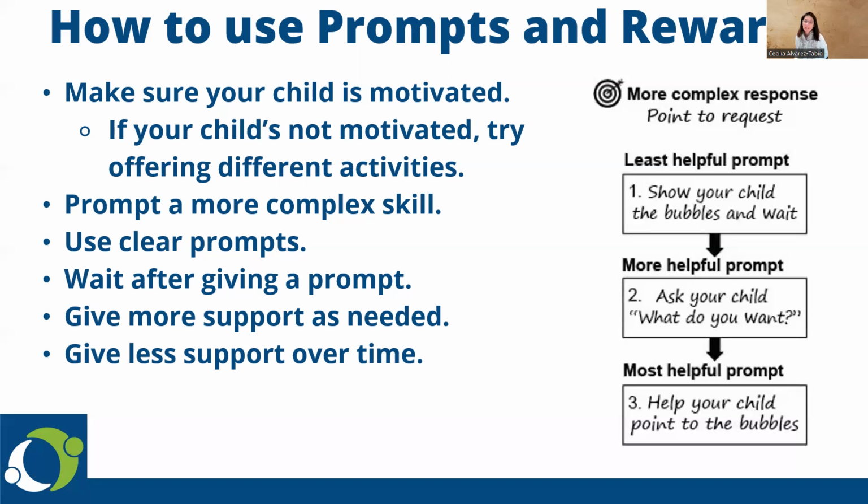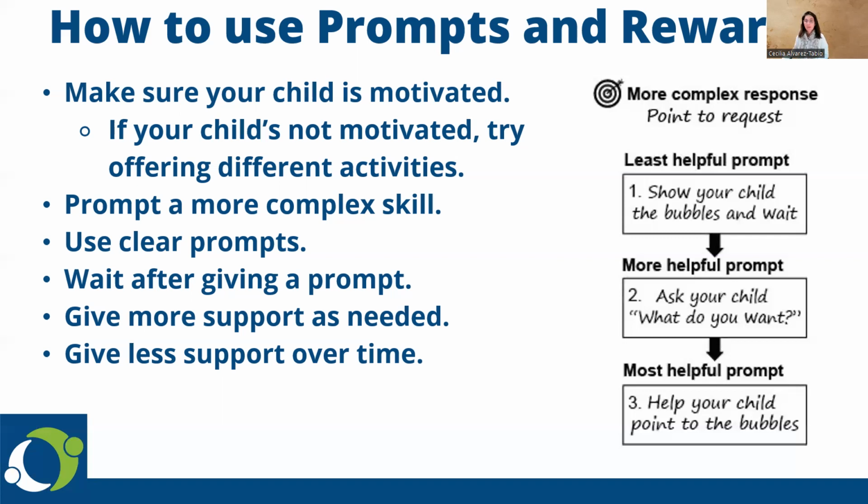Prompts range in the amount of support they give, from the most to the least helpful. The idea is to help your child become independent, so we want to start with the least supportive prompt necessary for your child to respond correctly. If he's not successful with this prompt, then you give him more support. We do this through what we call the 3-prompt rule. You're going to try and make sure that your child's successful by the 3rd prompt by giving more support if he needs it.